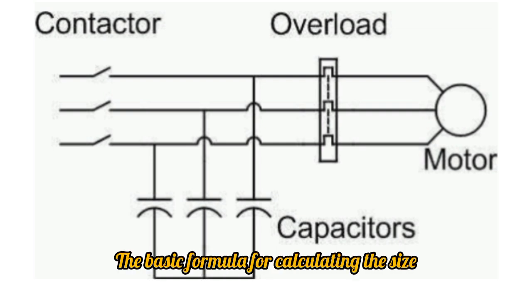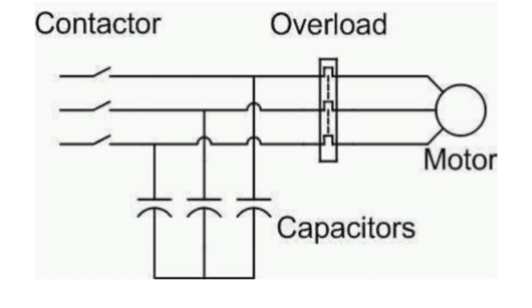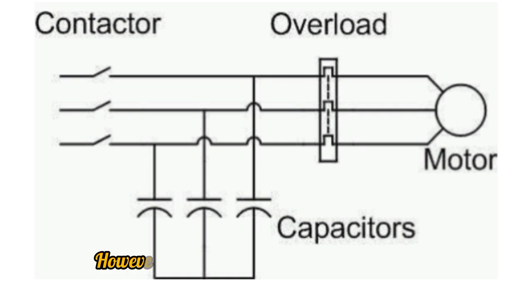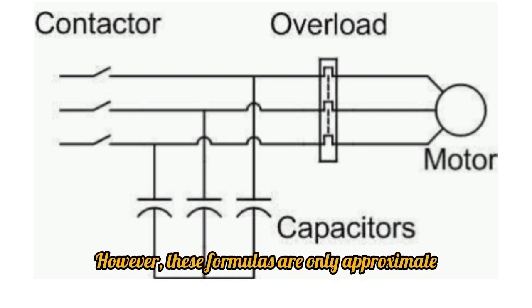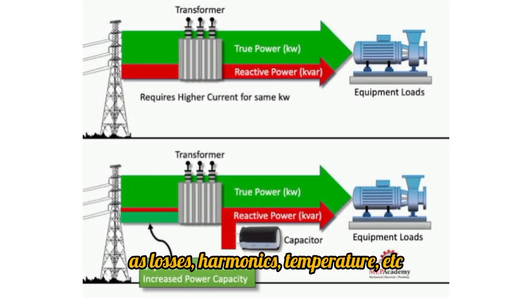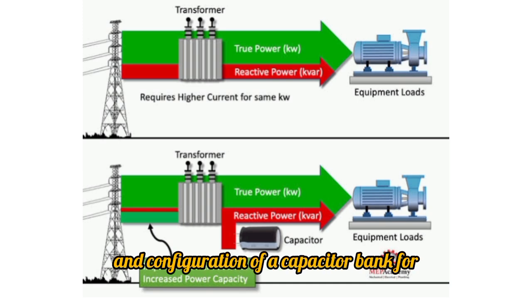The basic formula for calculating the size of a series capacitor bank is C = 1 / (2πfX), where C is the capacitance in farads, F. F is the frequency in hertz, Hz. X is the reactance in ohms, Ω. However, these formulas are only approximate and do not account for other factors such as losses, harmonics, temperature, etc. Therefore, more detailed calculations and simulations are required to determine the optimal size and configuration of a capacitor bank for a specific application.